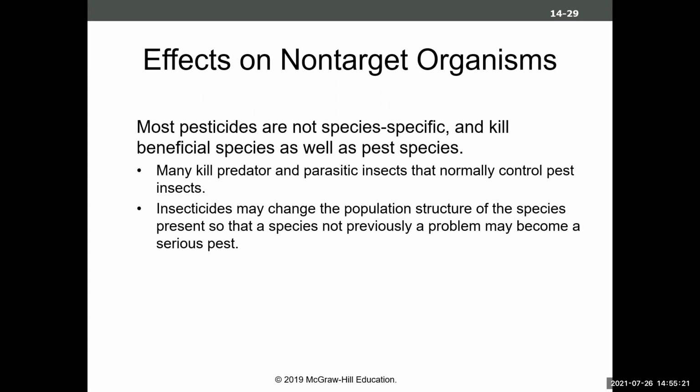And insecticides also change the population structure of the species present, so that species that were previously not a problem because, say, an insect predator existed may become a problem because you just removed that insect predator. And so there are a lot of ways that applying an insecticide could affect your crops in unintentional ways.